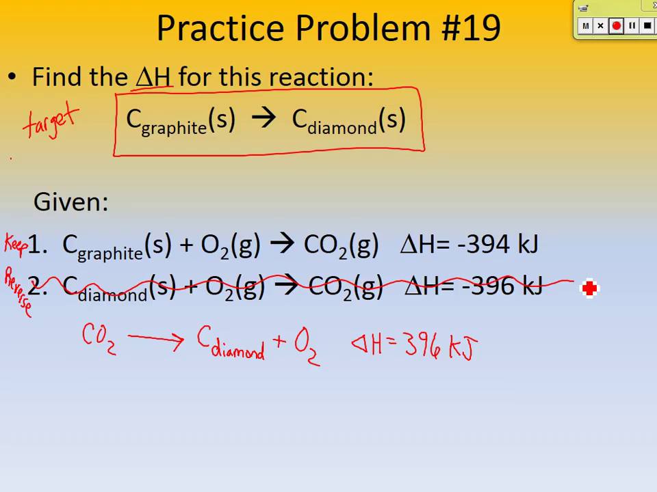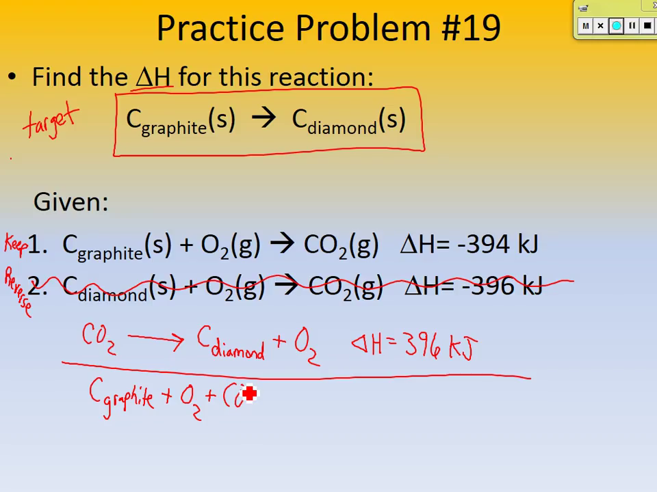So I think maybe if we added them together now, let's see, would it make my target equation? If you see in the target, there's no CO2 and there's no oxygen. So we've got to make sure that they cancel out. Will they? Let's see. So let's add these 2 equations together. So we've got carbon in the graphite form plus oxygen plus, now we've got CO2 on the left, so I'm going to put CO2 here.